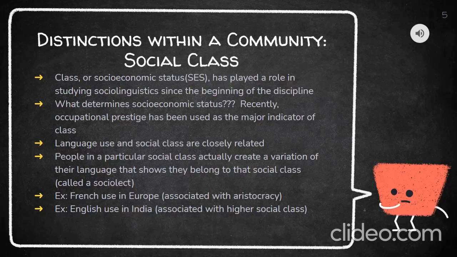An example of this would be when French was the language of the aristocracy in Europe. If you used French, then that was a pretty good indication that you were part of the aristocracy. Another example today would be the use of English in India. It's more likely that individuals in the higher social class speak English fluently.